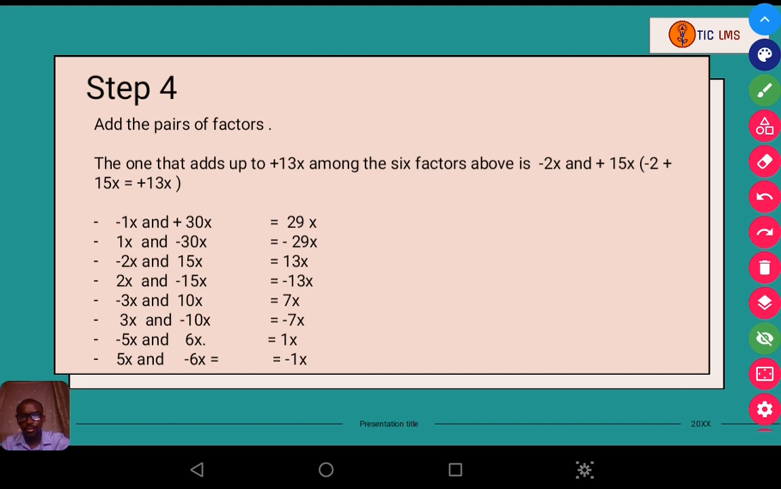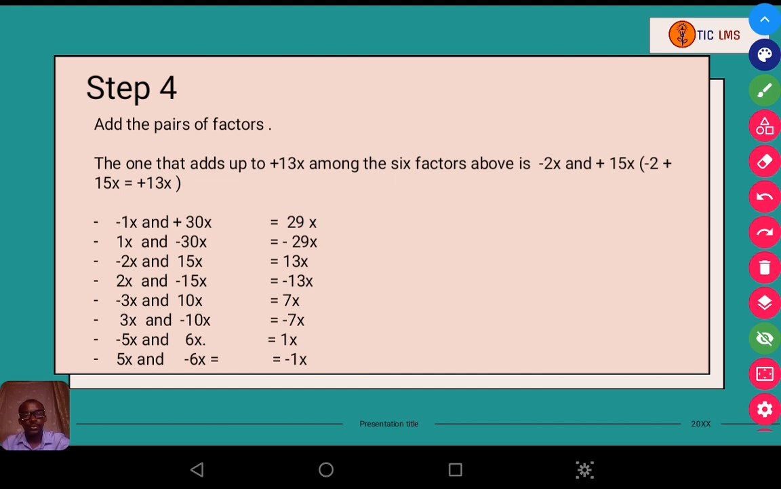So negative 1 plus 30 will give 29. 1 plus negative 30 will give negative 29. Negative 2 plus 15 will give 13. 2 plus negative 15 will give negative 13. Negative 3 plus 10 will give 7. 3 and negative 10 will give negative 7, and so on and so forth. Don't forget the variable x, which you're going to add behind it. So that's how you add the numbers.